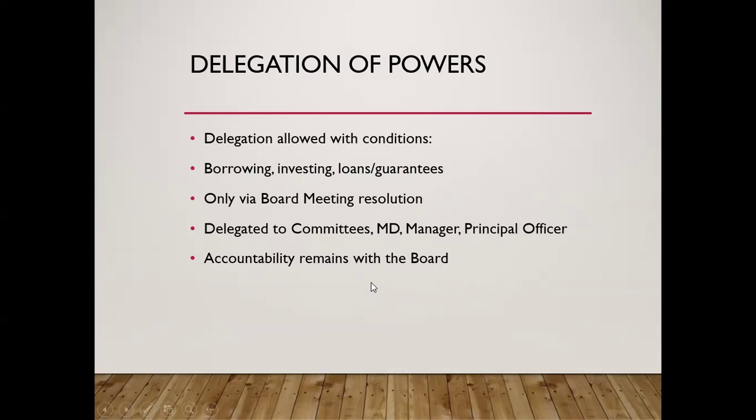And we'll move on to the delegation of powers. Delegation is allowed. Section 179 subsection 3 allows certain powers to be delegated but with strict conditions. The board can delegate powers such as borrowing of money, investing funds, and granting loans, guarantees, and securities. Delegation is possible only through a resolution at a board meeting. Powers may be delegated to committees, the managing director, manager, or principal officer of the company.